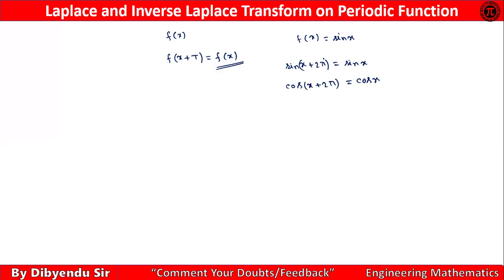If you add 2 pi to sine x, you get the same function sine x again. So this type of function is called a periodic function. That means after a period, and the period is capital T, the function is repeating.